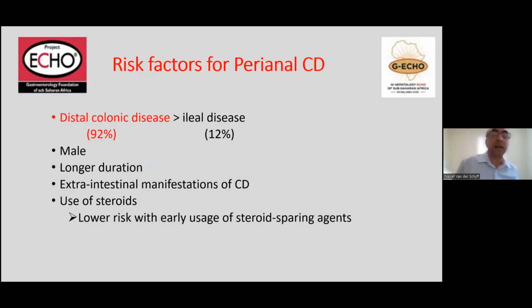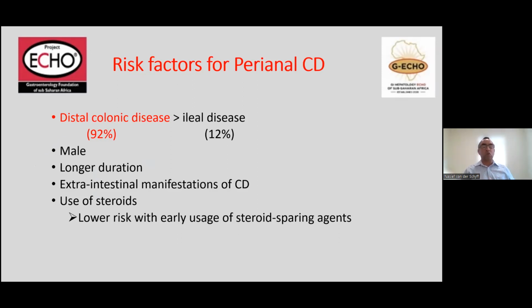So if you look at the risk factors for peri-anal Crohn's disease, certainly the commonest risk factor is having distal colonic disease, especially proctitis, and that is about 92%. And in actual fact, there's only 12% of patients that have ileal disease and isolated as well as peri-anal disease.